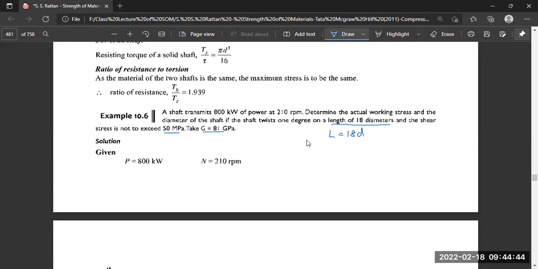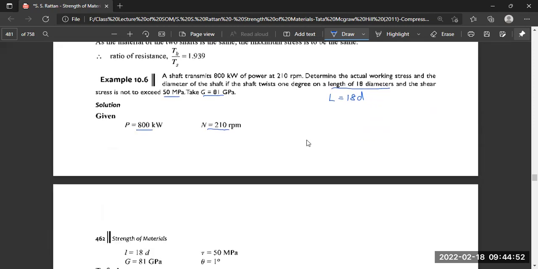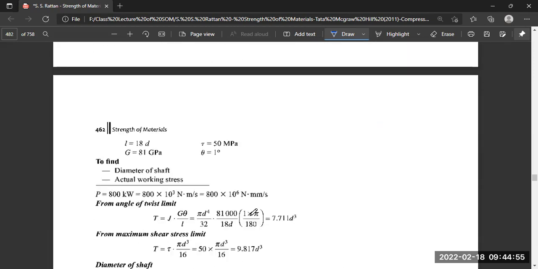Now, given P is equal to 800 kilowatt and N is equal to 210 RPM. Length is given as 18D, as we have discussed. Tau is given as 15 MPa, and for 1 degree, theta is given as 1 degree, which is pi by 180. So P is 800 kilowatt, which can be converted into 800 into 10 to the power 6 Newton millimeter per second.